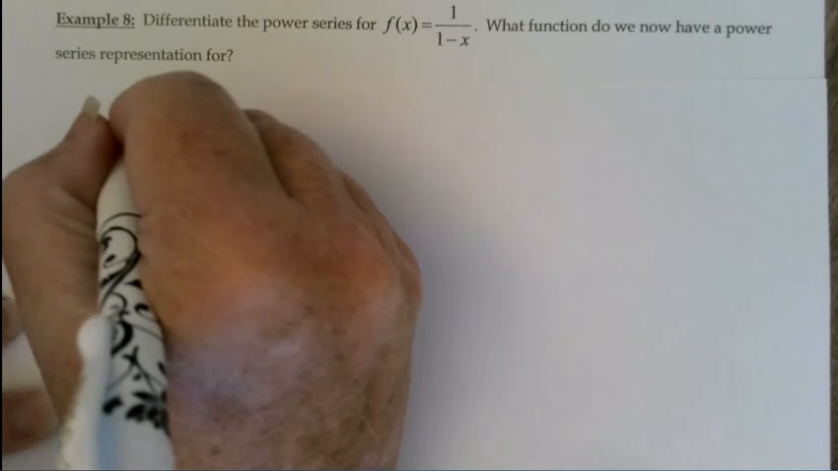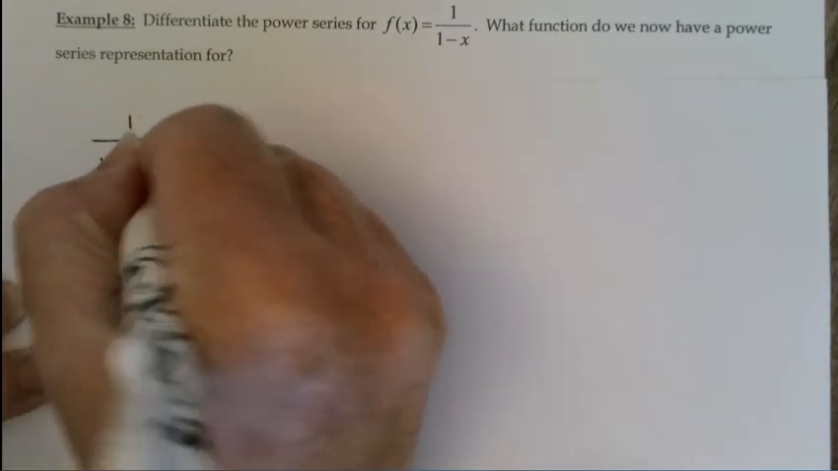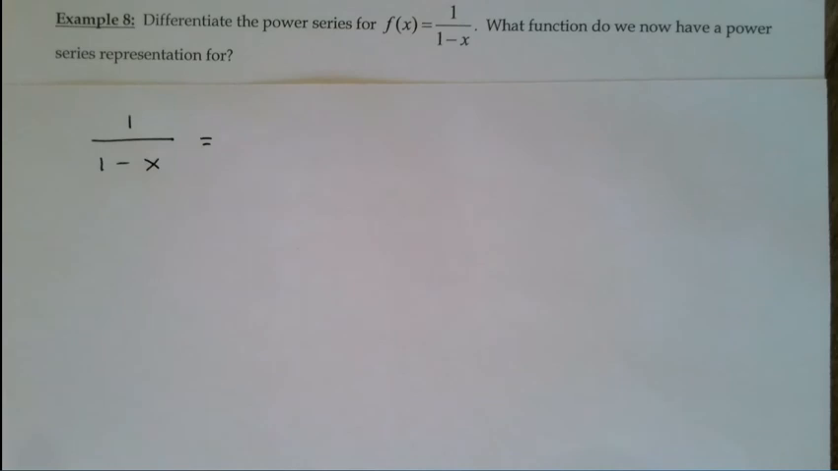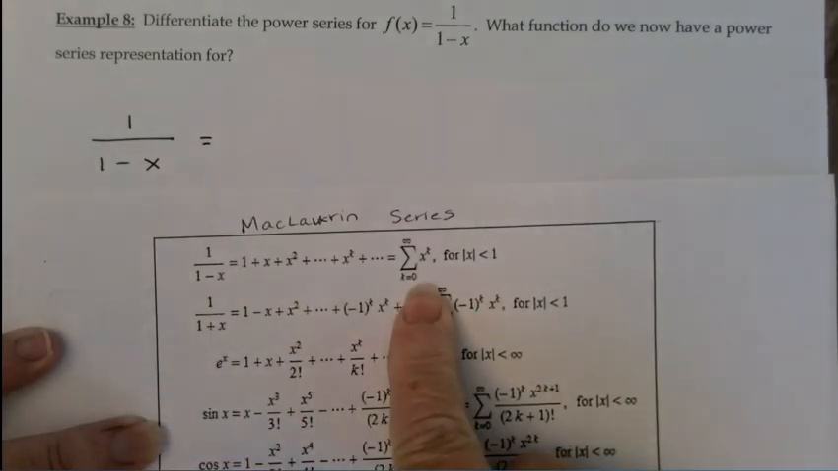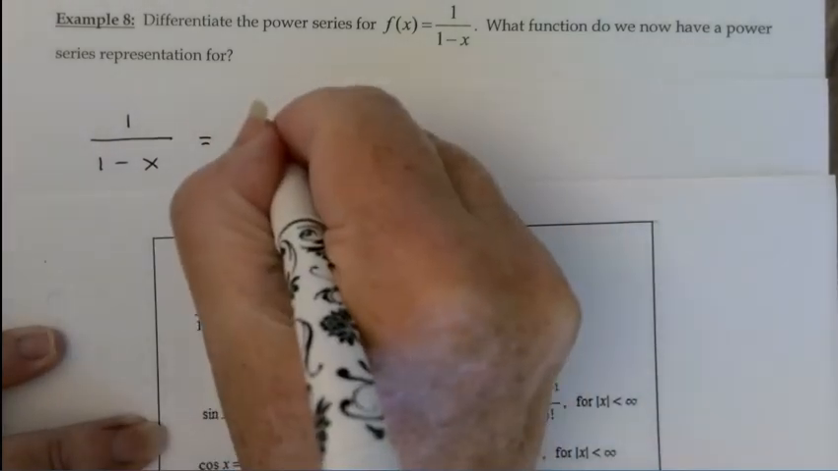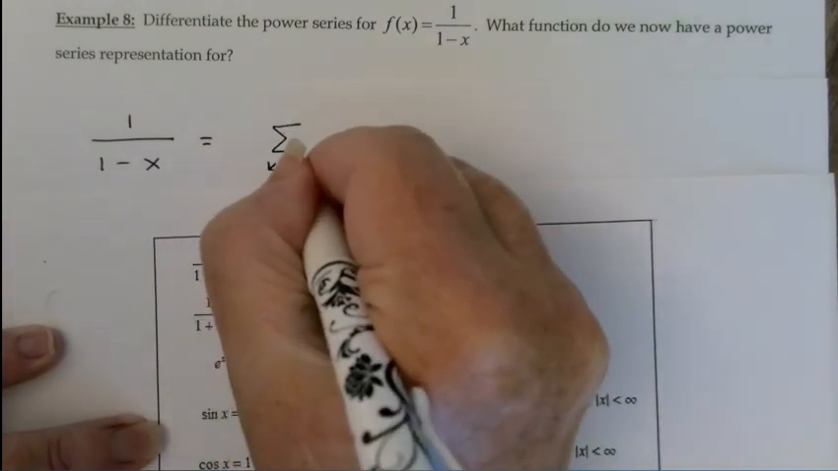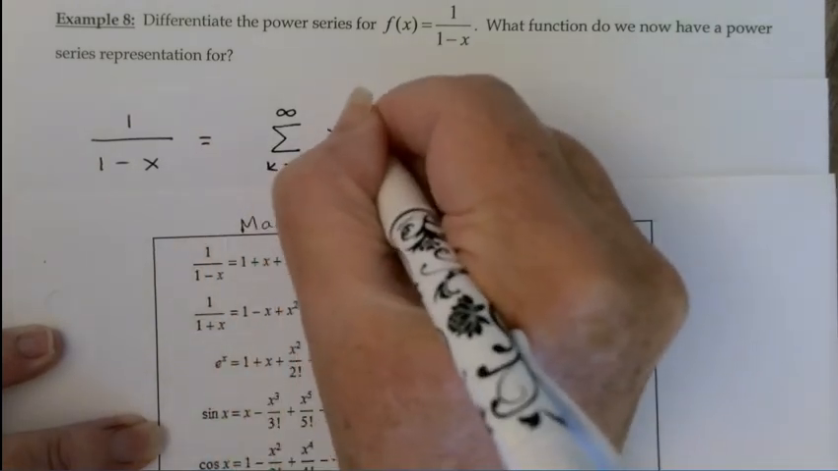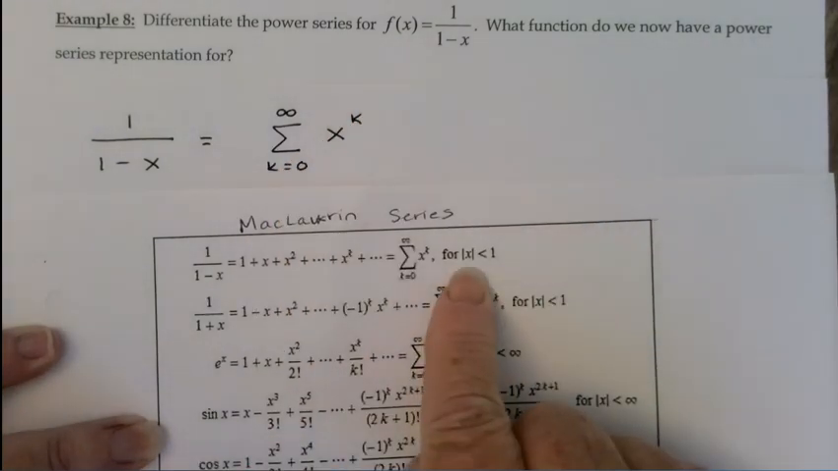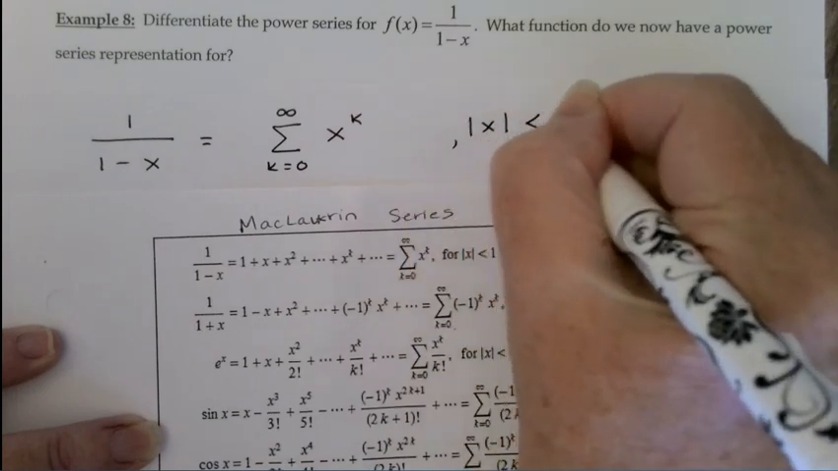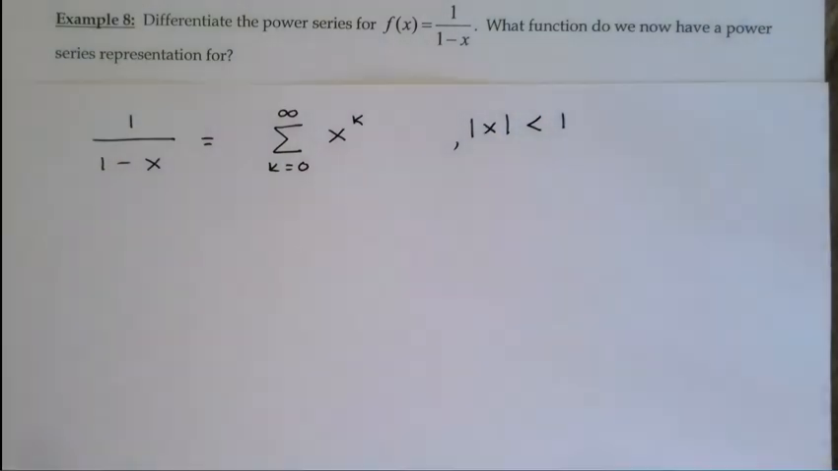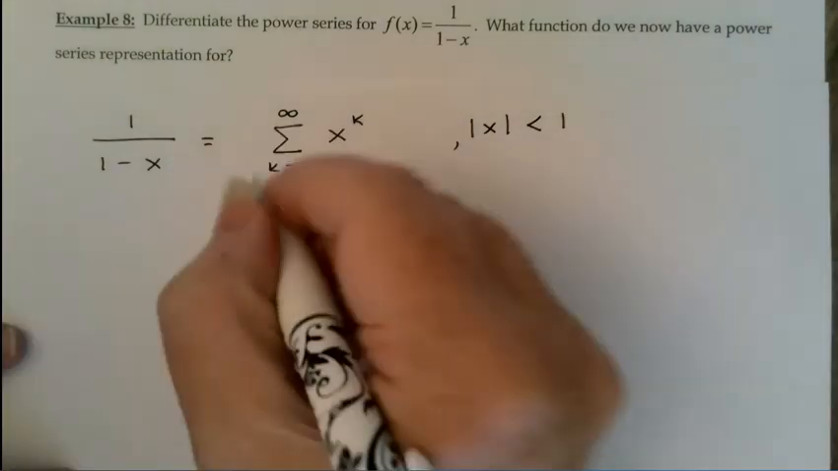So I'm going to start with my function, 1 over 1 minus x. And I'm just going to write it as a power series using my list again. 1 over 1 minus x is the series x to the k. K goes from 0 to infinity. And this converges for the absolute value of x less than 1. All right, let's take the derivative of both sides this time.